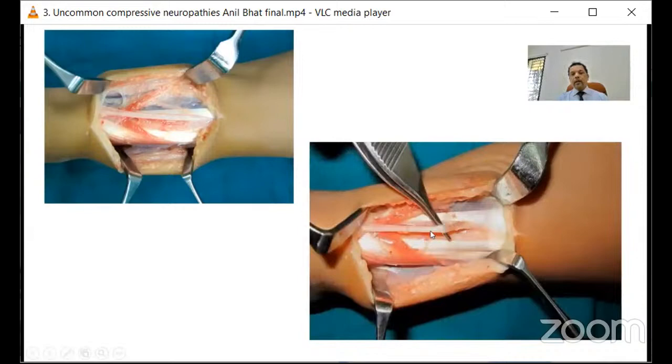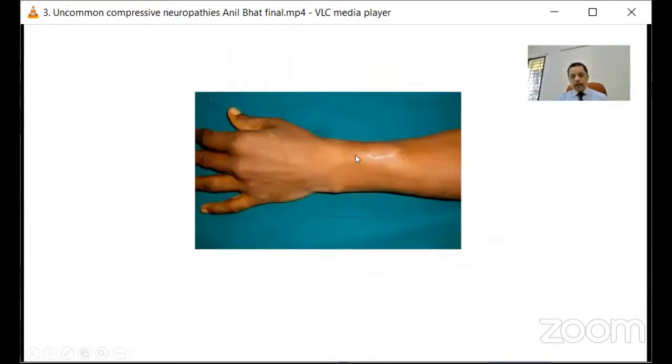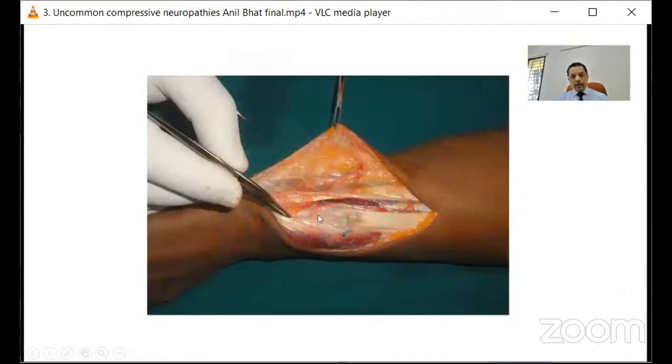So this is again an operated case from outside, who came with the scar here with severe dysesthesia. When we saw it, there was scar tissue and the nerve was caught in this, and there were some sutures also, which were released.